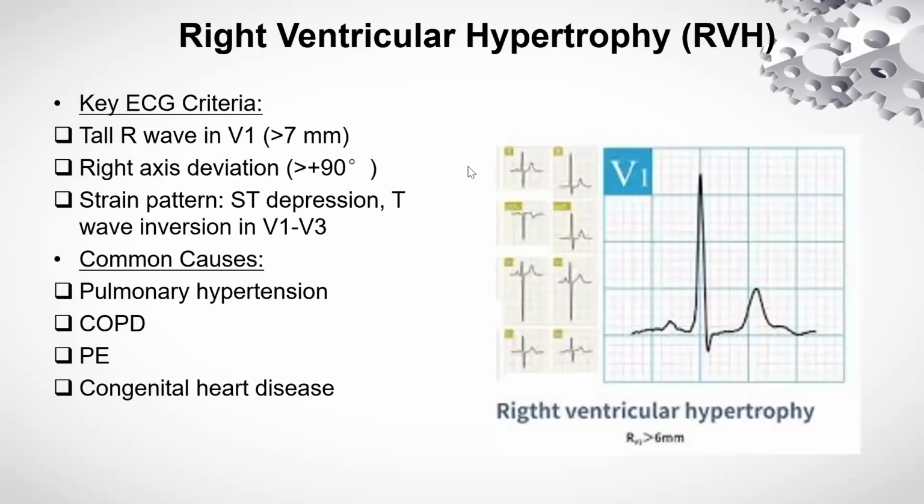For RVH, right ventricular hypertrophy, you look at the R wave. The R wave will be very tall in V1, that is more than 7 millimeters. And sometimes you can see right axis deviation. Don't forget what we talked about: right axis deviation. Lead 2 will be negative, while aVF will be positive. That shows you right axis deviation.